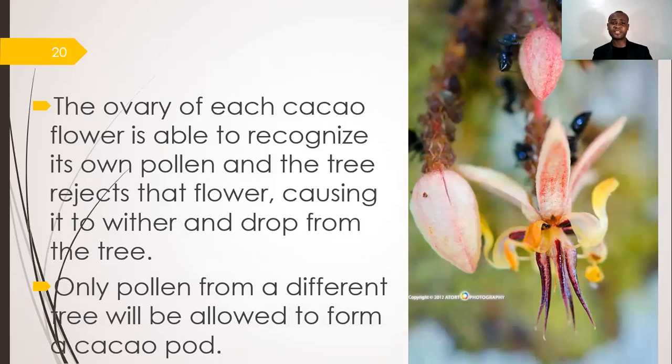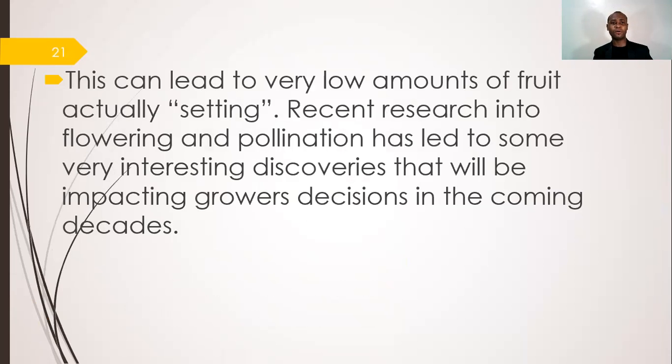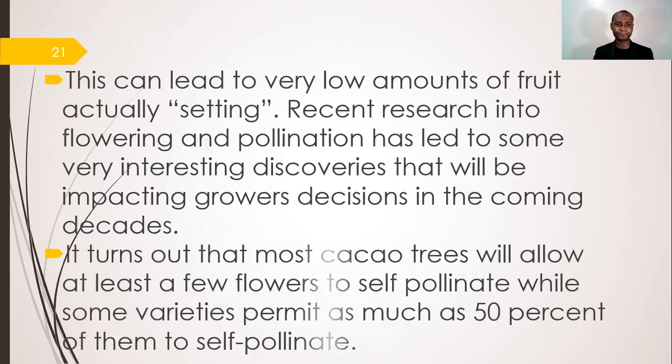Okay, so you need to get it very well. So this can lead to a very low amount of fruit actually setting. So recent research into flowering and pollination has led to some very interesting discoveries that will be impacting cacao growers this season, okay, in the coming decades.